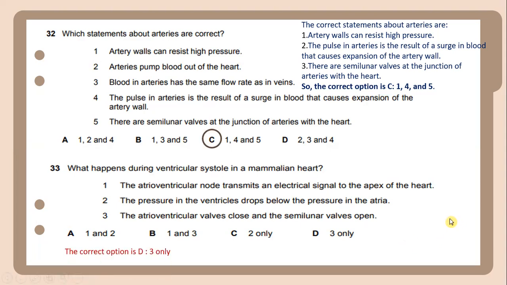33. What happens during ventricular systole in a mammalian heart? So the answer will be D, which is the atrioventricular valve closed and the semilunar valve open.